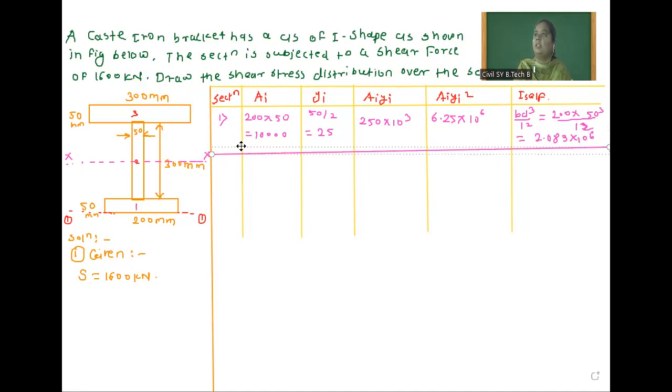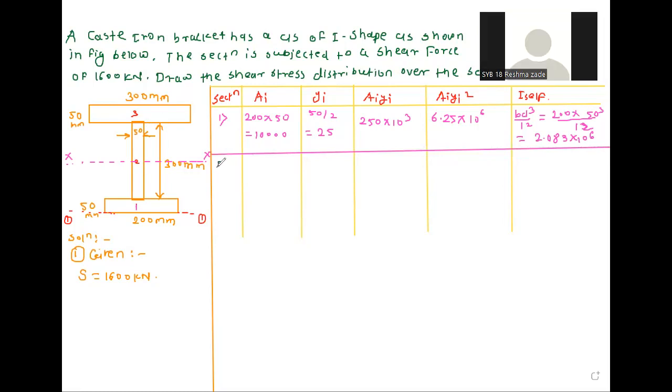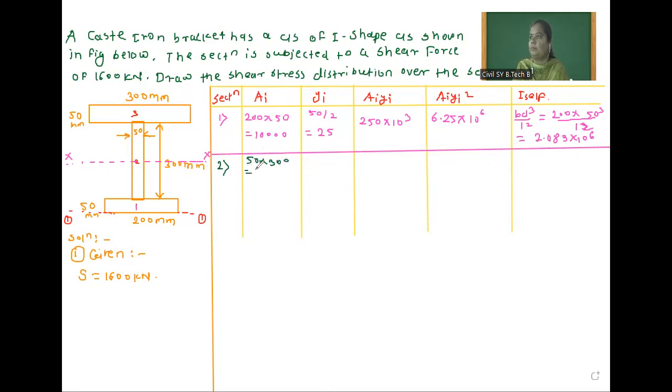Okay, so this is the section. You observe, this is our section 2nd. So for section 2nd, we will write area. This is the width and that much is the depth. So 50 into 300, which is equal to 15,000. After that, y bar. We are calculating from this base. So first we have to take this 50, so 50 plus 300 by 2, so 200. Okay. After that, AIYI.